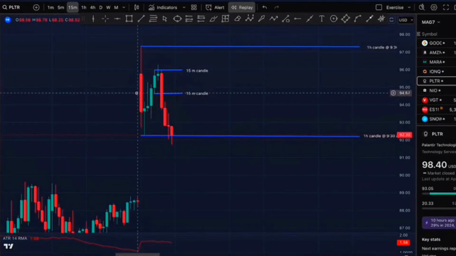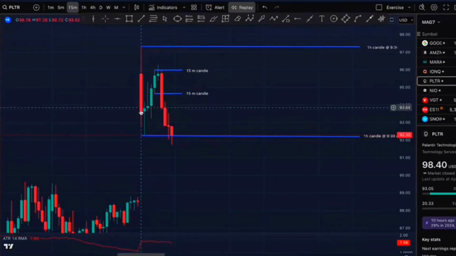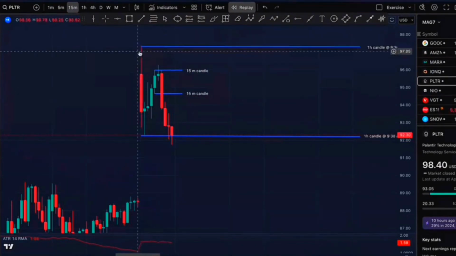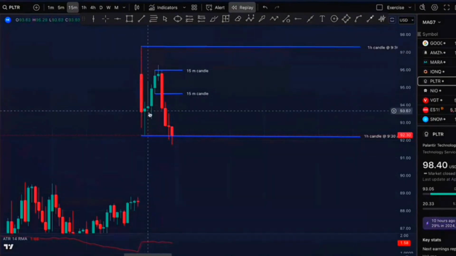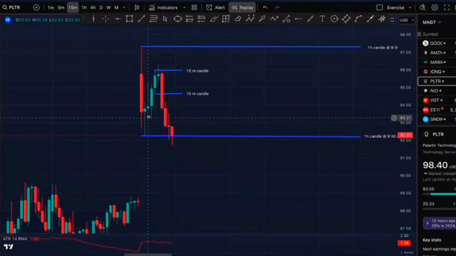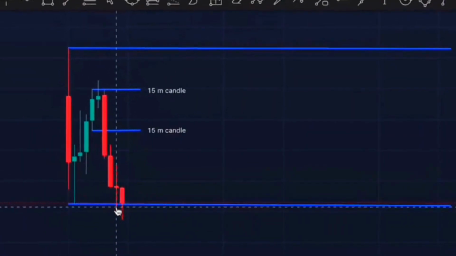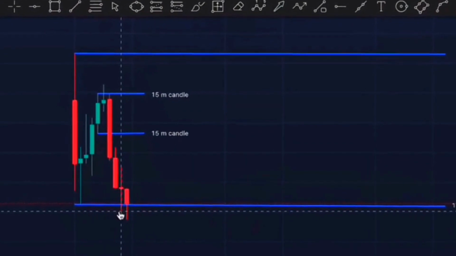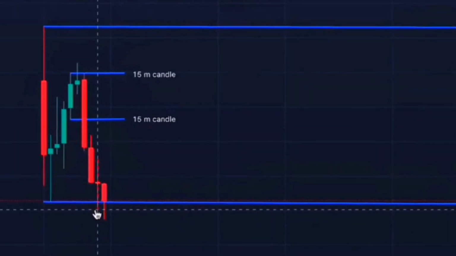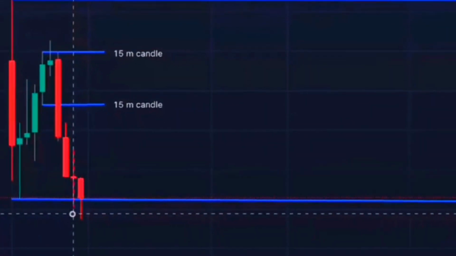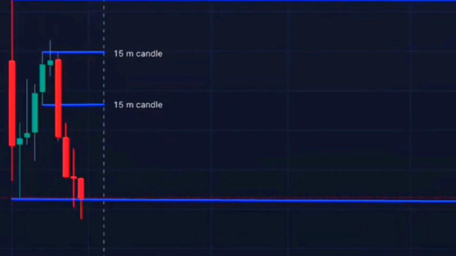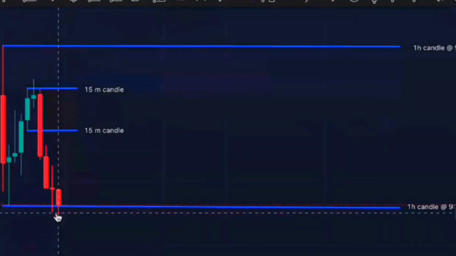Remember that we said that the first candle defined the range, right? And the range of the first candle was this one here, between this one and here. So the next candle will grab the liquidity. And this one here grabbed the liquidity. Okay, it grabbed the liquidity here. So now it grabbed the liquidity.